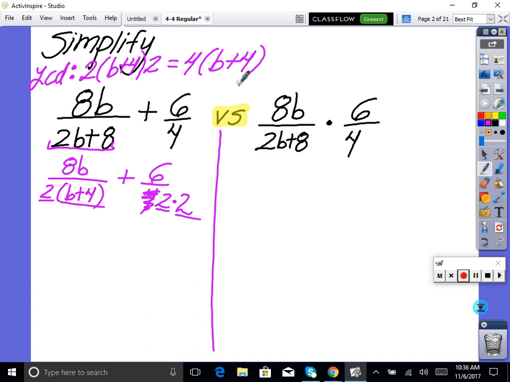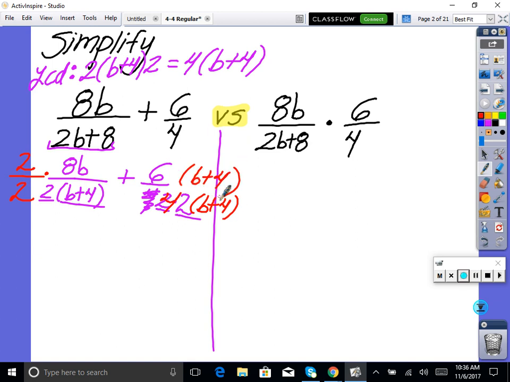Now, let's fix that. So looking at this one, how am I going to make this 4 times b plus 4? Multiply by what? 2. So I'm going to multiply the bottom and the top by 2. I need this to be 4 times b plus 4. Isn't it already 4? So I'm going to multiply by b plus 4.